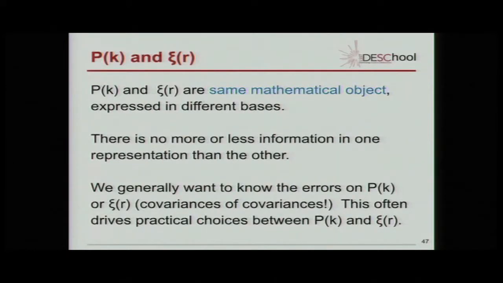So I just want to emphasize that the power spectrum and the correlation function are the same mathematical object. They're just expressed in different bases. There's no more or less information in one than the other. What often ends up determining what representation you work in is the fact that we don't just want to measure P of K or Xi of R. We actually want to measure its errors. And that boils down to measuring the covariances of covariances, or four-point functions. And that's actually a lot harder than measuring the correlation function or the power spectrum itself. So really that's what governs how we make these choices in practice.